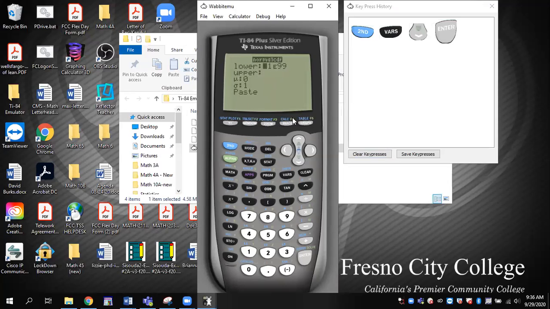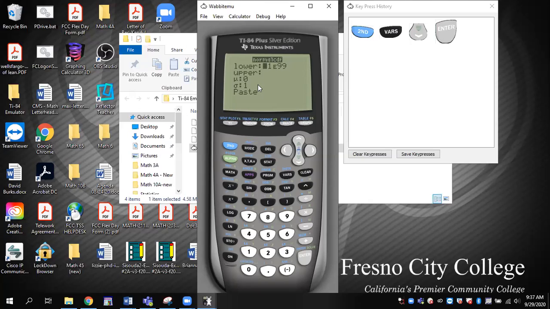Hit enter. Here's the newer kind. My handheld's the older kind. The newer kind asks lower, upper, mu, sigma. Lower and upper is left, right. The mu is the mean, and sigma is the standard deviation.